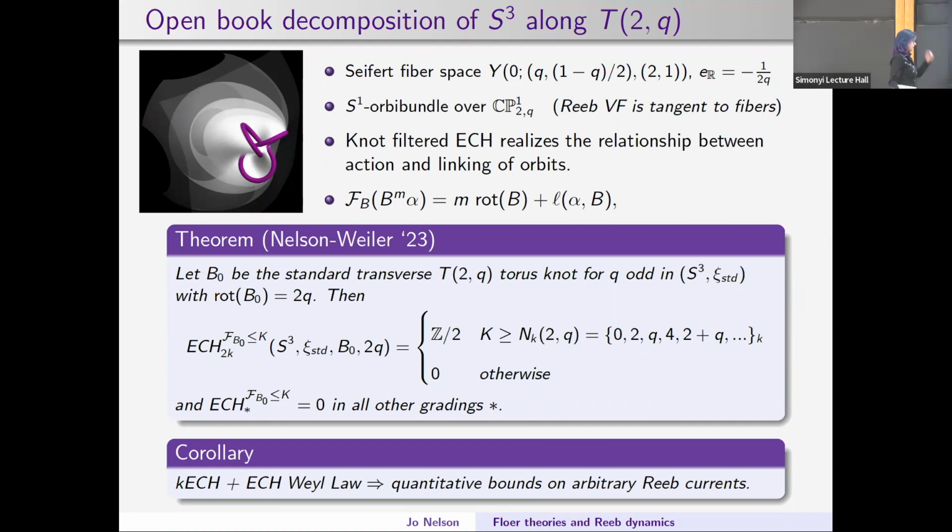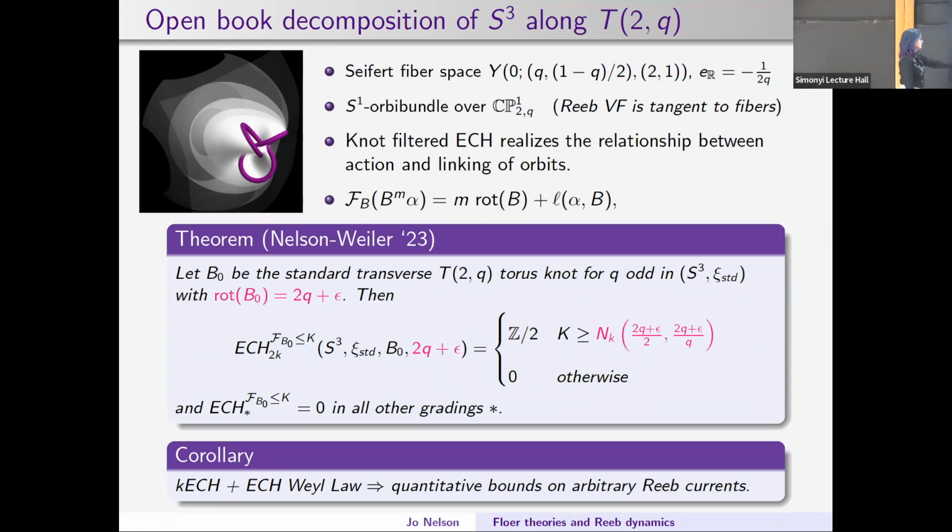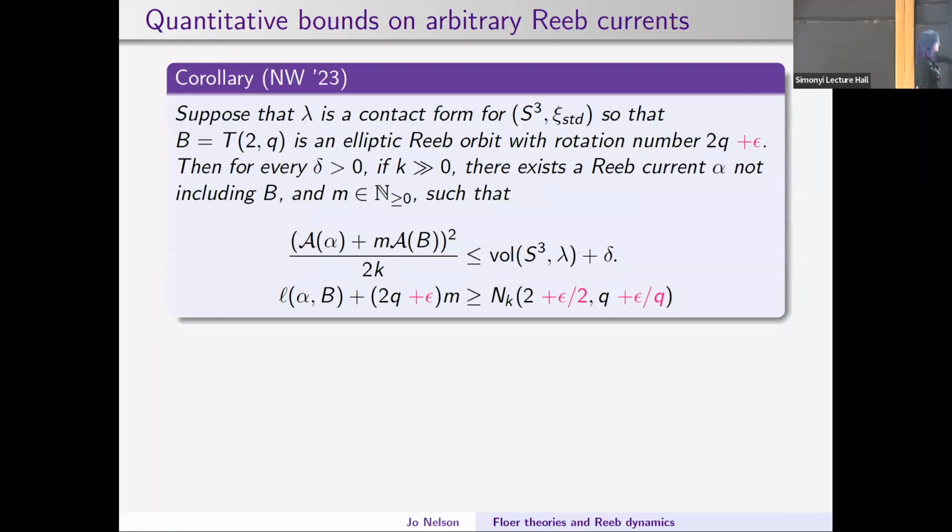And then the way that we get quantitative bounds on existence for certain Reeb current sets is to use our computation of not filtered ECH and something called the ECH Weyl law. So you can put an epsilon. I'll just end on this slide, and these are the quantitative bounds that we get on orbit sets.